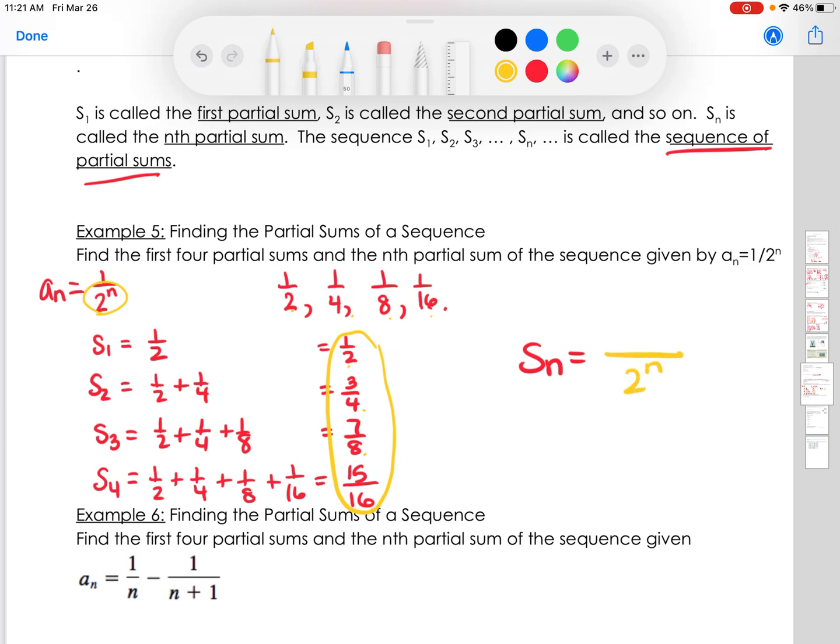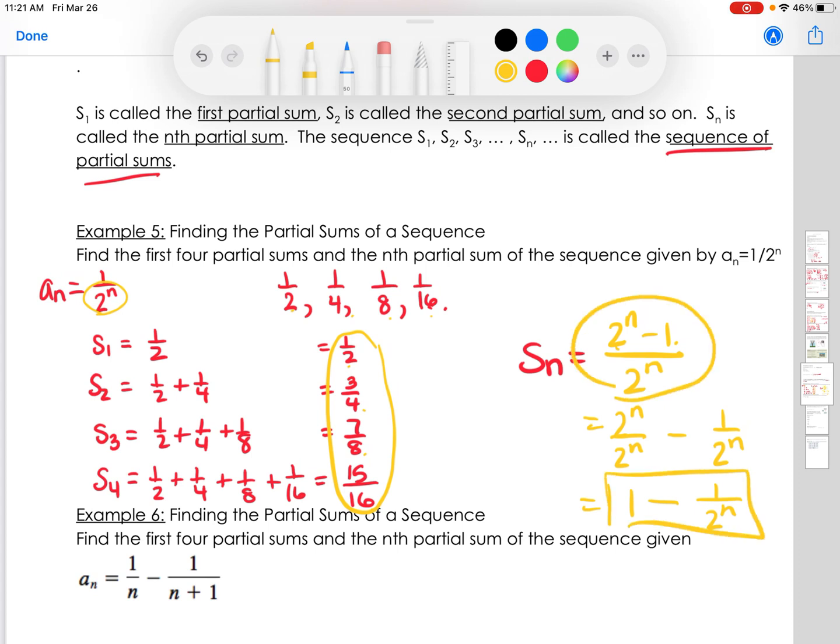Now we just need a numerator. Well, it looks like it's 1 less than the denominator. So we can say that's just 2 to the n minus 1. We could also simplify this a little bit. If you wanted to, you could divide both the top terms by the denominator, so 2 to the n over 2 to the n minus 1 over 2 to the n, and say that's 1 minus 1 over 2 to the n. This is perfectly acceptable, but so is the other answer. So whichever you'd prefer.